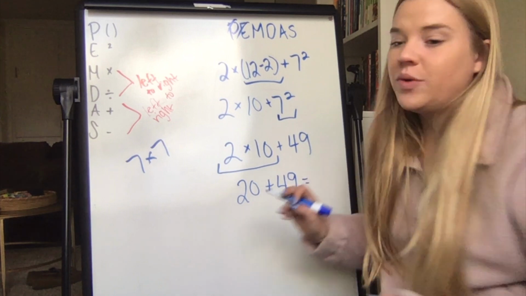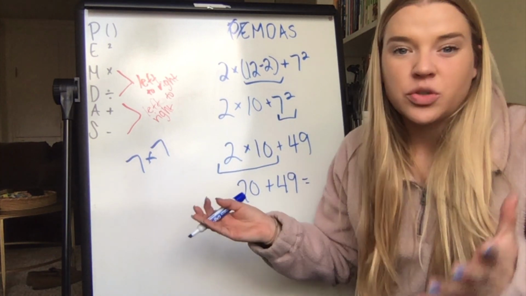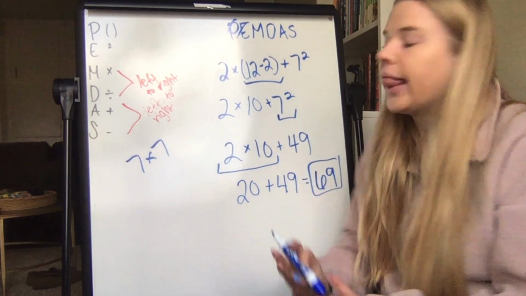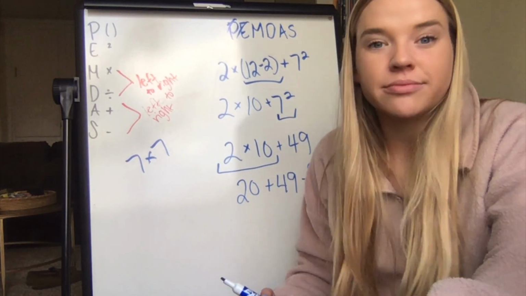The only thing that's left to do is add. There's no other operation to worry about. So 20 plus 49 is 69, and that is our answer.